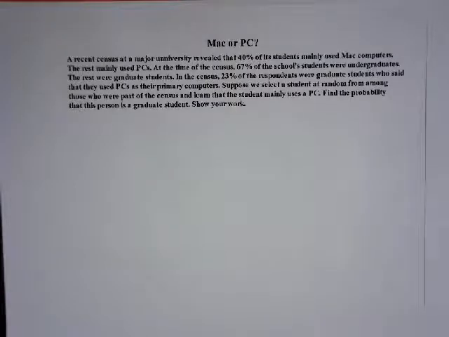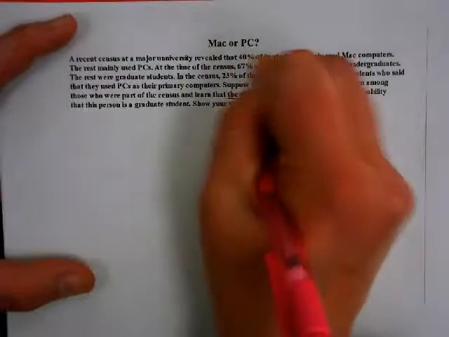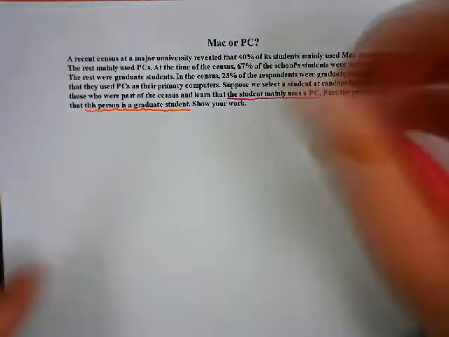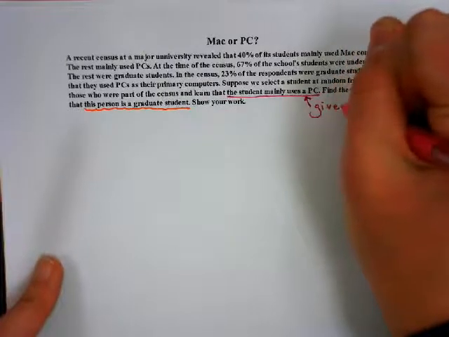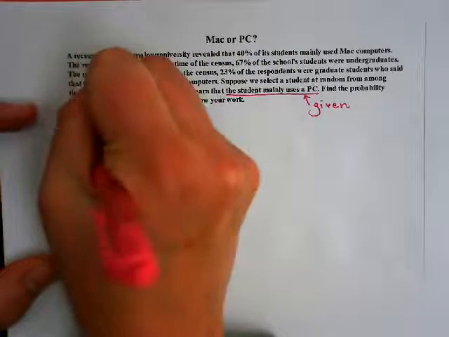So, I lost my highlight, bummer. All right, so it tells us that the student mainly uses a PC, and we want to find the probability that this person is a graduate student. So this is our given condition. So we want to find the probability that they're a graduate given they use a PC.